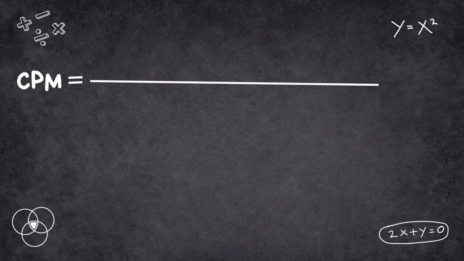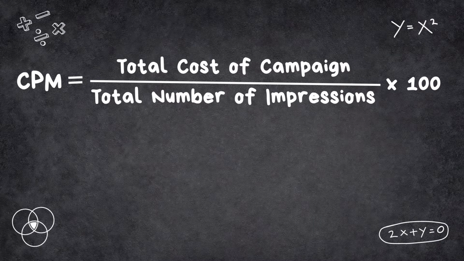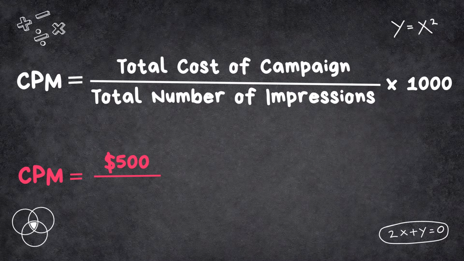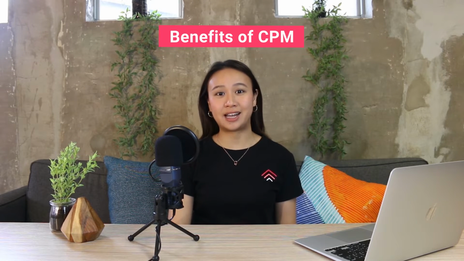So how do we actually calculate CPM? Well, before we crunch the numbers, we need to know two variables: the total cost of the advertising campaign and the total number of ad impressions it's generated. Then, we simply fill in the following. CPM is the total cost of the campaign over the total number of impressions multiplied by 1,000. So, for example, if an advertiser paid $500 to run an ad campaign that generated 50,000 impressions, their CPM would be $10.